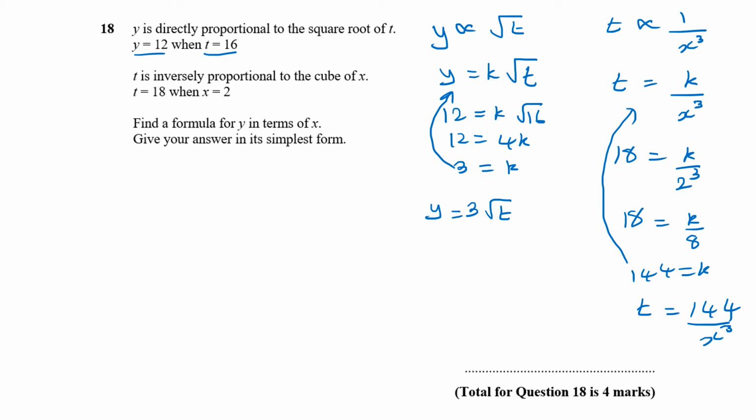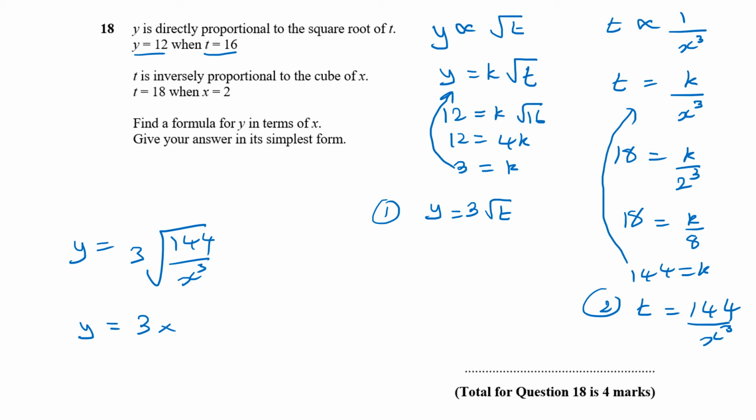Then we have to put those two together. So if you substitute equation number 2 into equation number 1 to find a value for y in terms of x. Y equals 3 root, and we've got 144 over x cubed. We've got to make sure we're not having cube roots here, so 3 lots of that. So y equals, the square root of 144 is 12. So it's 3 lots of 12 over the square root of x cubed. We just leave that as that because that's not very nice.